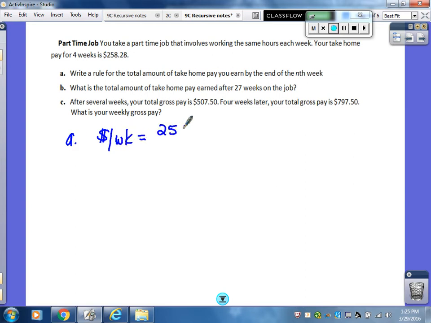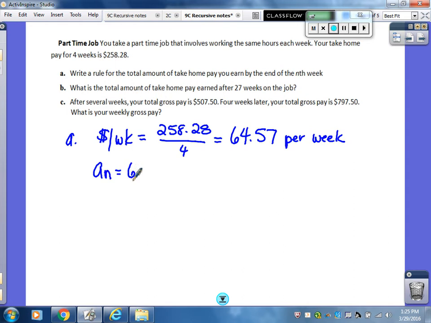So we get $258.28 for 4 weeks. We're going to divide that, and you should get $64.54 per week. So we want a rule for the total amount of take-home pay you earn by the nth week. This is an arithmetic sequence, so we're going to be multiplying. A sub n is going to be the amount of money per week times the number of weeks. Now we don't have a constant add or subtract here, because you don't get money just from showing up. You've got to actually work. So that's your rule.